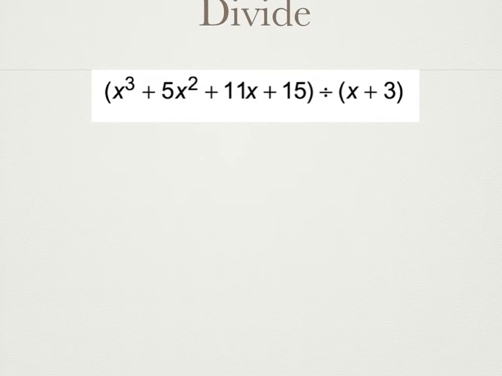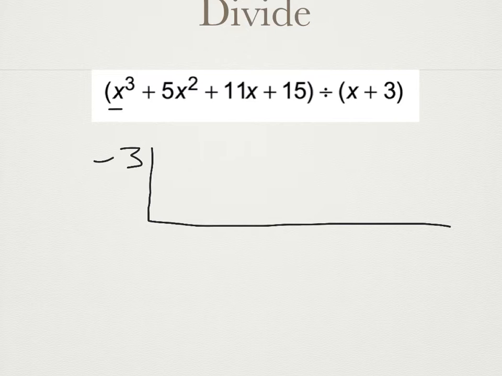Okay, what do we do first here? So what do we have on the outside? Negative 3. What are we going to put on the inside? 1, 5, 11, and 15. Perfect.